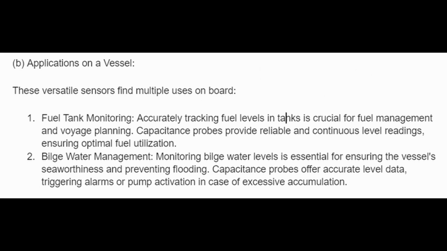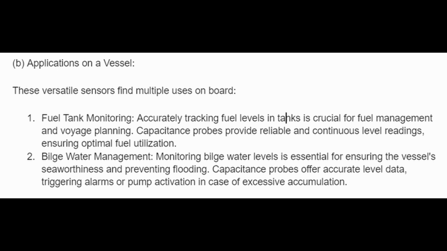B. Applications on the vessel. 1. Fuel tank monitoring. Accurately tracking fuel levels in tanks is crucial for fuel management and voyage planning. Capacitance probes provide reliable and continuous level readings, ensuring optimal fuel utilization.